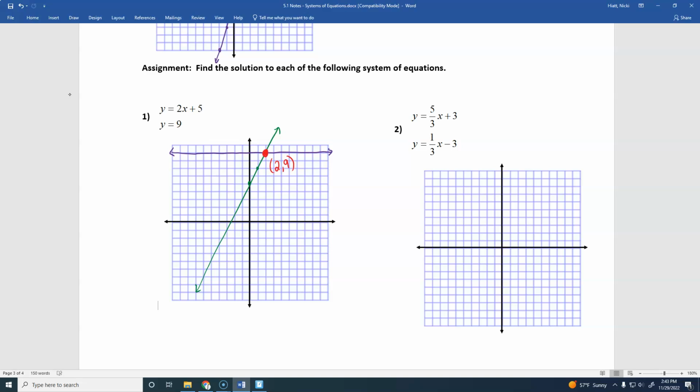And so you don't have to do this on every problem, but let me just show you. If you take 2, 9 and plug it into this equation, you get 9 equals 2 times 2 plus 5, which is 9 equals 4 plus 5. Is that true? Yes. Over here, you have y equals 9, so when you plug it in, you would just have 9 equals 9. Is that true? Yes. So it is on both lines, so that is the solution there.